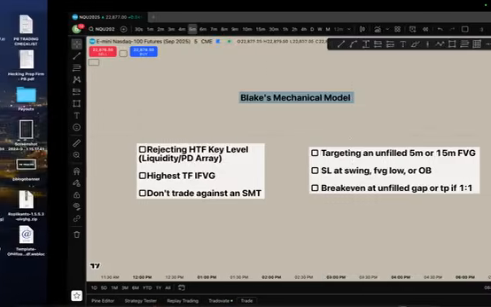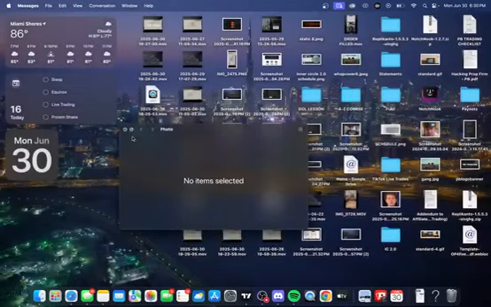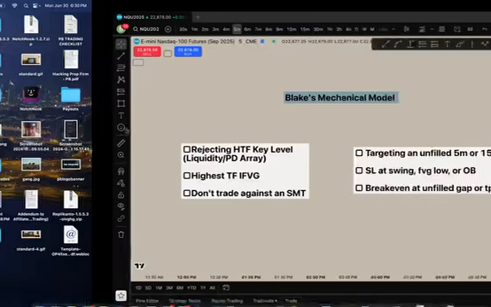First off, I just want to shout out my boy Luca. Recent testimonial I saw, and this is just 1 year worth of data on the Mech model. He had a 72% win rate.